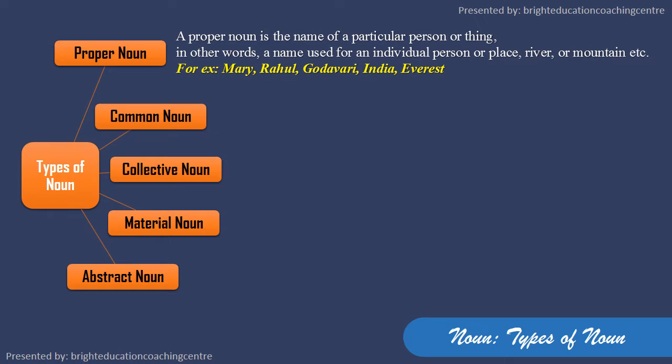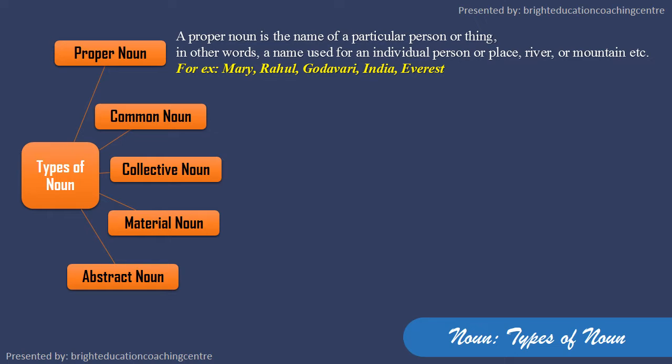In these examples, Mary and Rahul both are the name of an individual person. Godavari is one of the rivers in our country. India is the name of a country, a name used for a particular place. Everest is a name used for a particular mountain. So, in all these examples, we will consider them as proper nouns, and the first letter of each word hence starts with a capital letter.